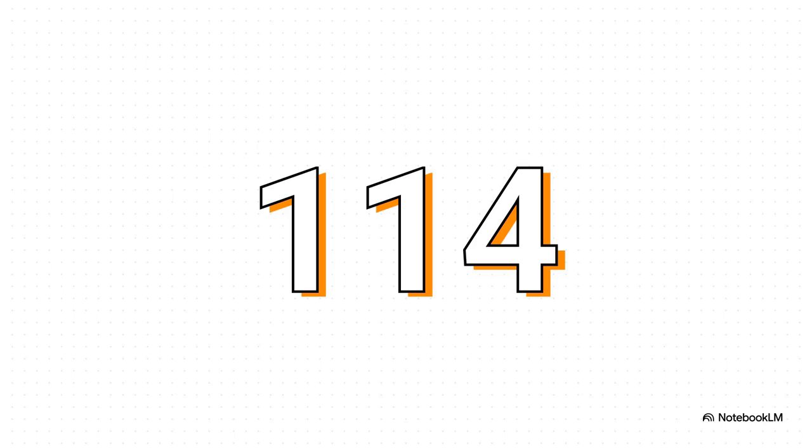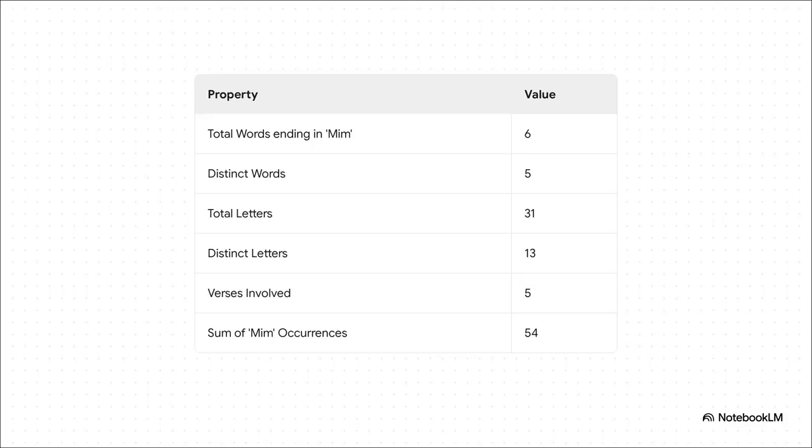But hey, it's just one calculation. Let's try a totally different approach. Okay, for calculation number 2, let's forget about the properties of that one specific word for a moment. Instead, let's look at a whole group of words. We're going to look at every word from the beginning of the Quran up to our 24th word that also ends with the letter mim. This gives us a totally new set of data.